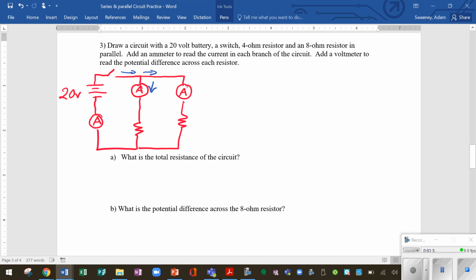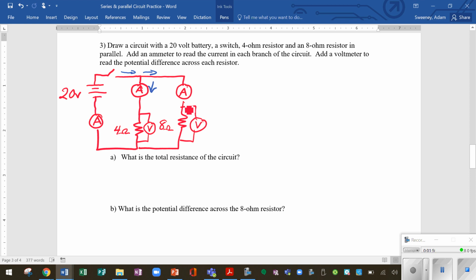They ask us to label this. So we have our 20 volts. We have a 4 ohm resistor here. And then we have an 8 ohm resistor here. And they ask us to put a voltmeter on each one of the resistors. So we'll put a voltmeter here, and we'll put another voltmeter right here. And this will tell us all the information we need about our circuit.